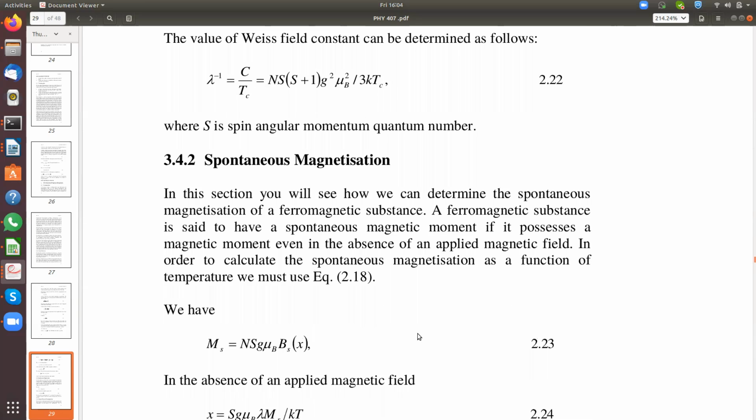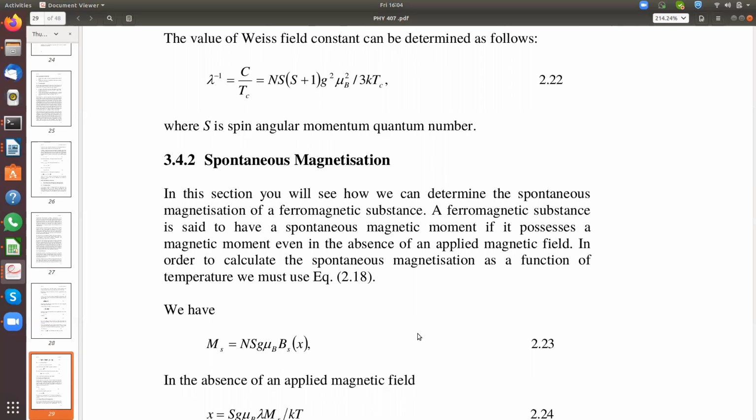Now let's look at spontaneous magnetization. A ferromagnetic substance is said to have a spontaneous magnetic moment if it possesses a magnetic moment even in the absence of an applied magnetic field. That is, if we don't have an applied magnetic field in a material that has ferromagnetic properties, then you are supposed to have a spontaneous magnetic moment when the field is not present.